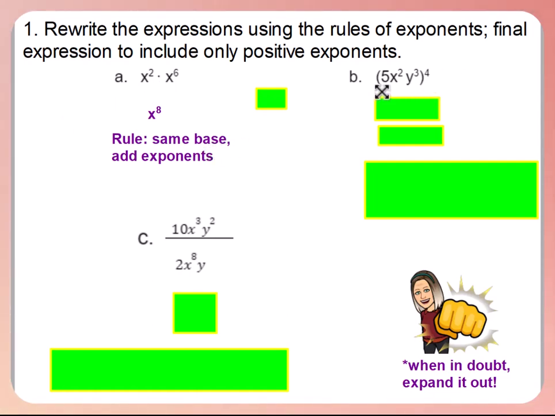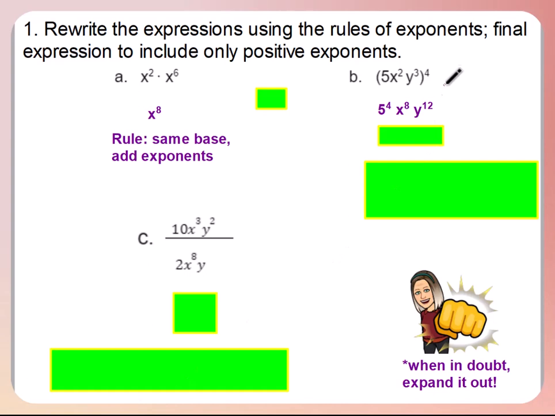For b, we have something in parentheses. We have 5x squared y cubed, so 5 is being raised to the 4th power. Look outside of the parentheses. X squared is being raised to the 4th power, and y cubed is being raised to the 4th power. Bring that 4 into the 5, so that's 5 to the 4th, and then x squared to the 4th.